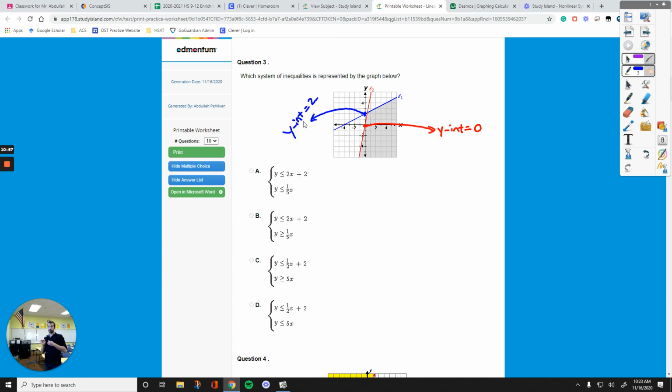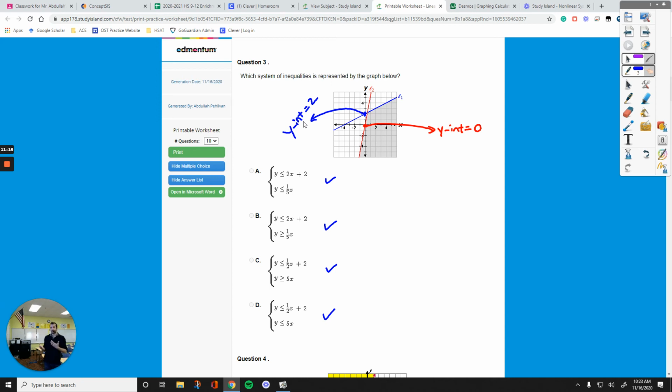So one of the lines is going to have plus 2 in the end, the other one is not going to have a number. Plus 2, no number for A. That could be our answer. This could be the answer. That could be the answer. Or that could be the answer. So it didn't help us at all. The y-intercept in this question did not help us.